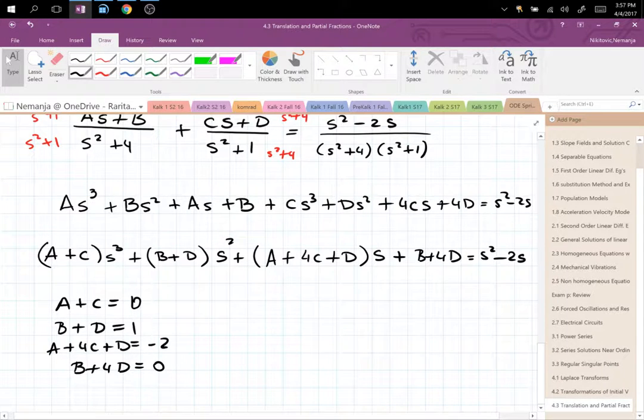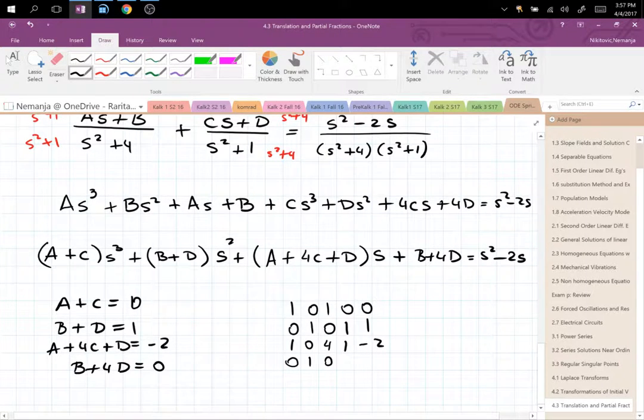So to create the matrix, I get all the entries. So I have 1, 0, 1, 0, and the answer is 0. 0, 1, 0, 1, and the answer is 1. And then A is 1, B is 0, C is 4, D is 1, and the answer is negative 2. And then the last one, 0, 1, 0, 4, 0. So I'm going to take this matrix.